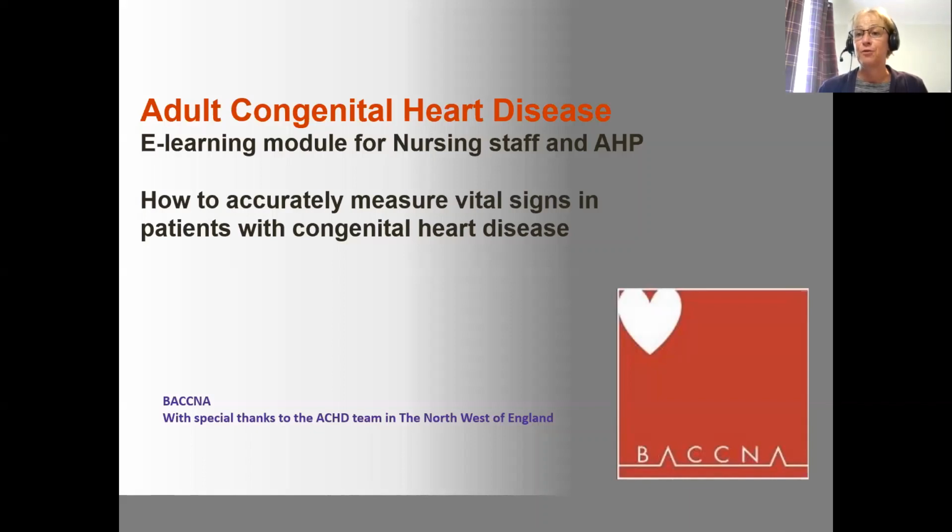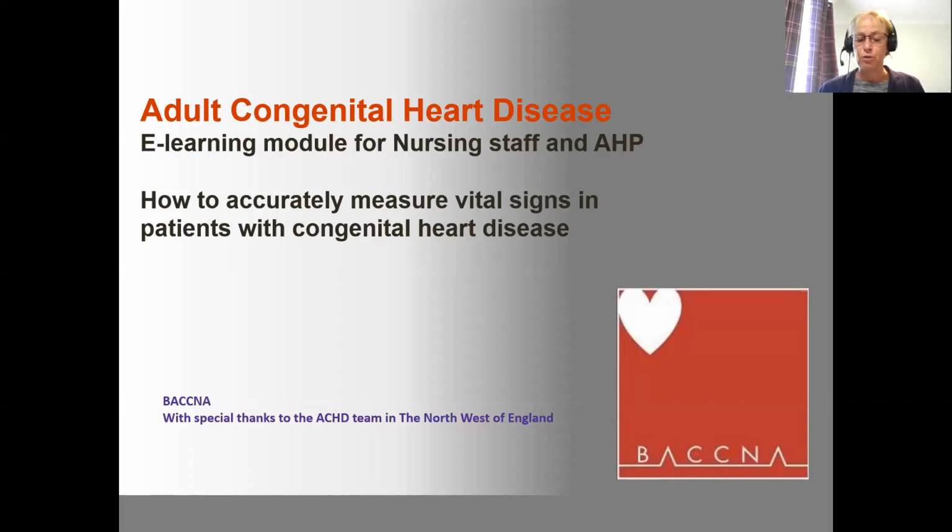I'm the lead nurse for the North West, North Wales and the Isle of Man Congenital Heart Disease Network, and I'm delighted to be talking to you today on behalf of the British Adult Congenital Cardiac Nurse Association about how to accurately measure vital signs in patients with congenital heart disease.